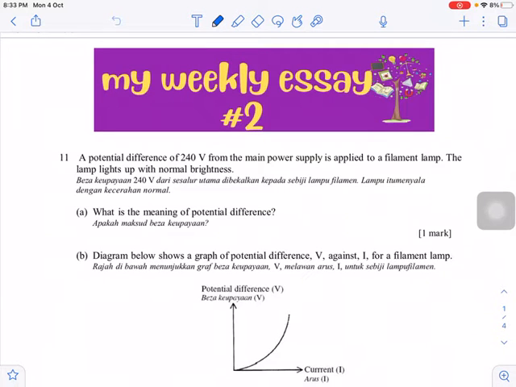Essay number 2 ni dia sebenarnya dalam topik electricity. Kita akan tengok soalan one by one. Untuk question essay week 2 ni, dia bagi a potential difference of 240 volt from the main power supply is applied to a filament lamp. The lamp lights up with normal brightness.